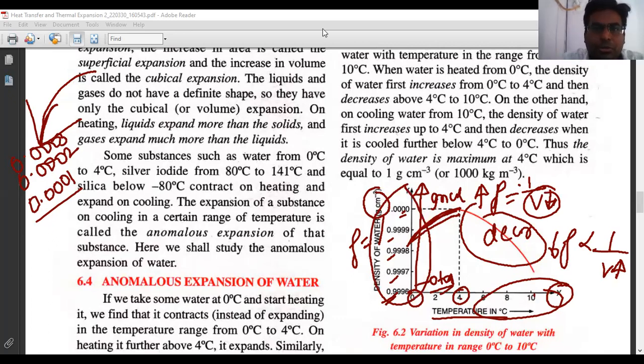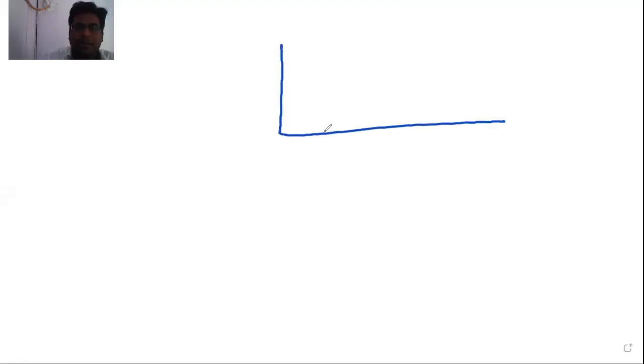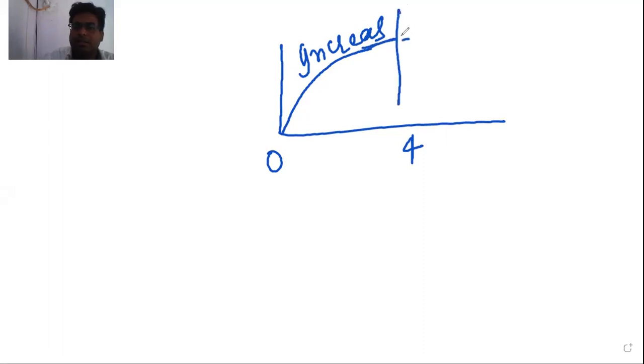So I will show you on the whiteboard. You can see, first, when we are increasing the temperature from 0 to 4, its density is increasing, right? So this is the increasing graph. And when it reaches 4 degrees Celsius, it starts decreasing. So this will fall down, right?